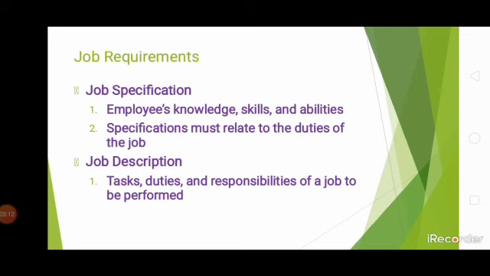Next, job requirements. It focuses on two things, job specification and job description. First one, job specification. It is a statement of the needed knowledge, skills and abilities of the person who is to perform the job. Second, the specifications must relate to the duties of the job. Next, job description. It is a statement of tasks, duties and responsibilities of a job to be performed.